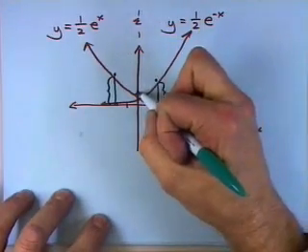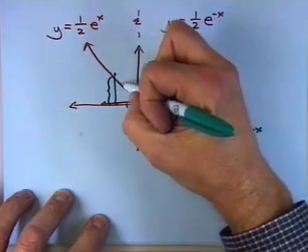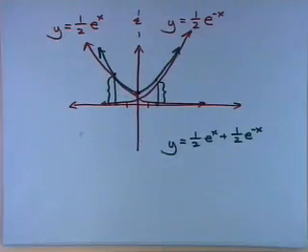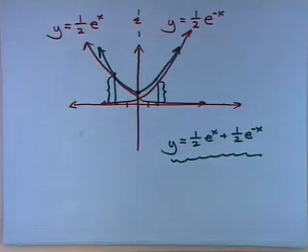You're going to end up with kind of a parabolic looking graph that looks like this. So the graph in green is this guy right here, 1/2 e to the x plus 1/2 e to the negative x.